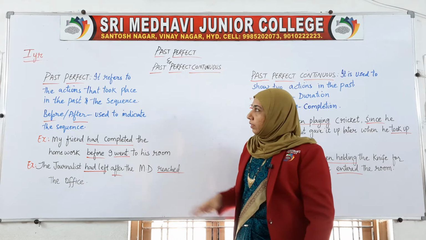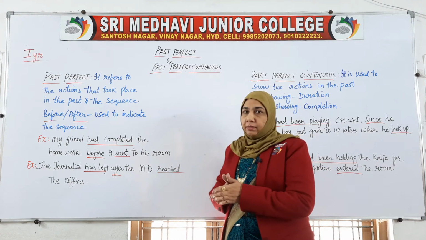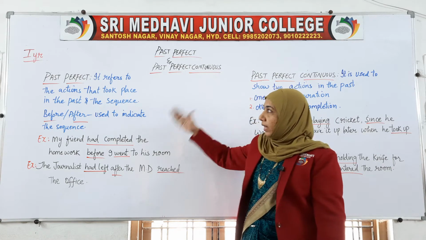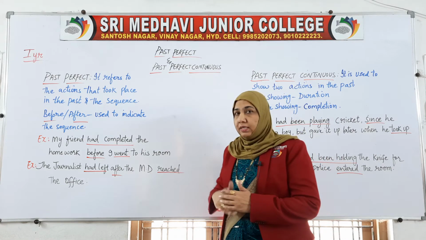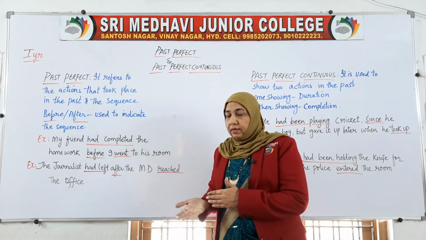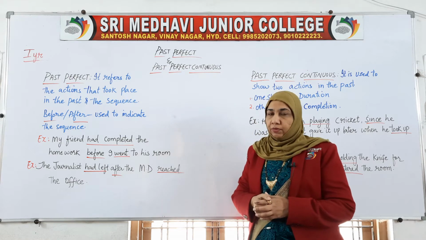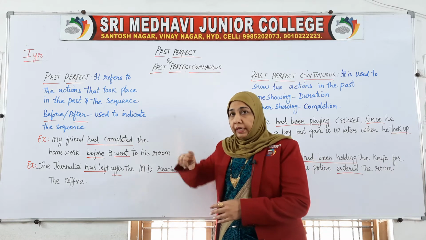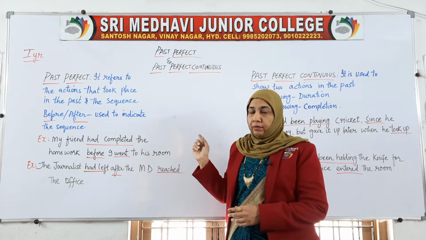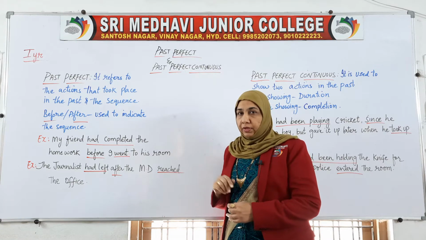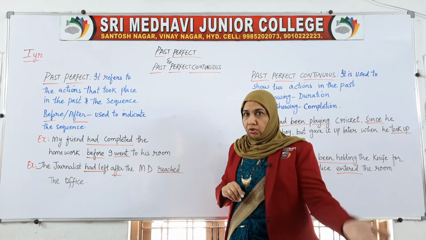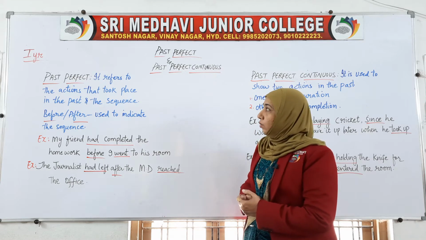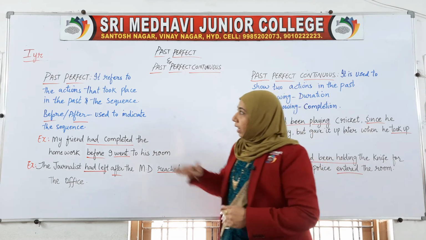Past perfect, like present perfect, also refers to an action that took place in the past and shows the sequence of the events. Like in the present perfect we say what happened just now, in the past perfect we say what had happened somewhere in the past. And they show the sequence.